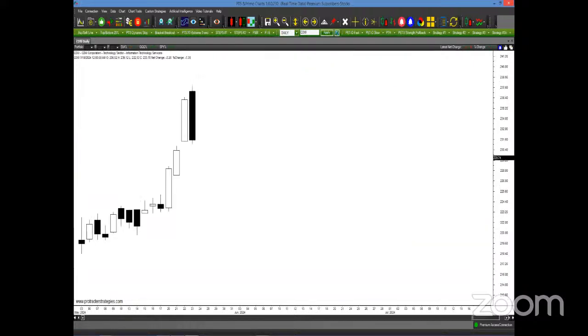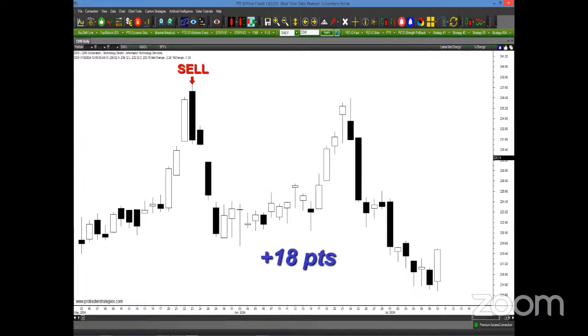Here's another example on CDW, okay? The stock is going straight up. At this very bar, the PTR generated a trend change sell signal. And look what happened. You could have potentially captured 18 points. Even though we had this little bounce here, it didn't change the trend signal. It was still saying that the market is going lower, which it did.